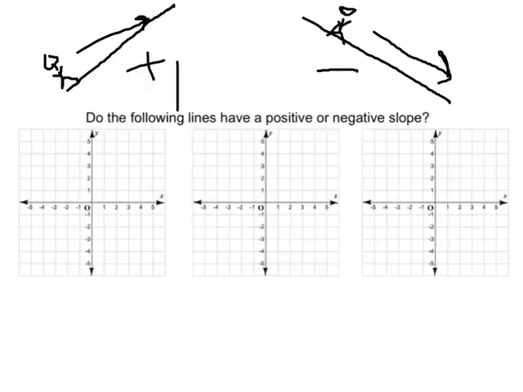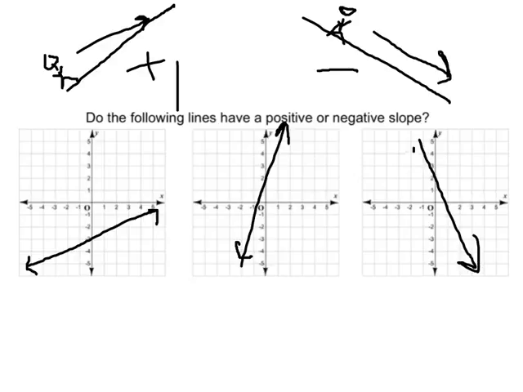Looking at the three graphs, I want you guys to draw these three lines. The first one should look something like this. It's always good to draw arrows at the end of your line. The second one should look something like this. And then the third one should look like that. Now that you've drawn those three lines, I want you to identify whether the slope is positive or negative.